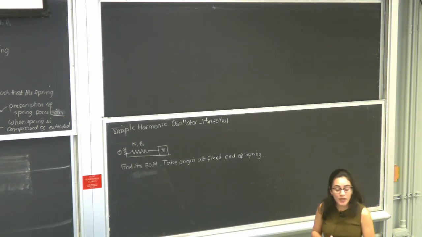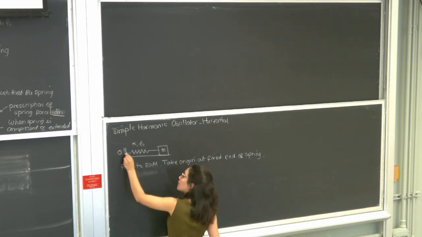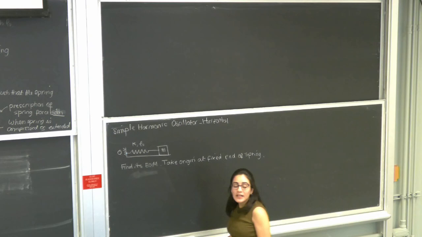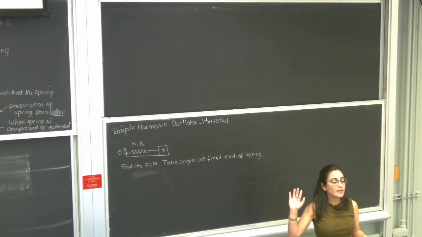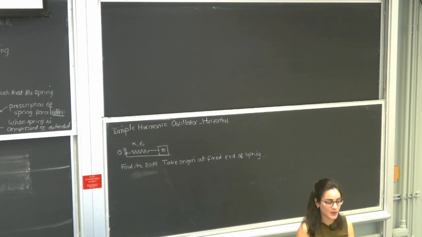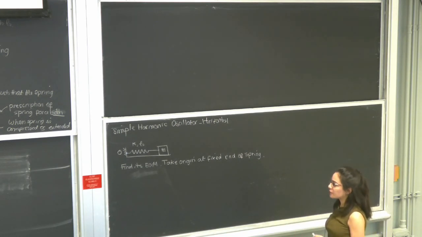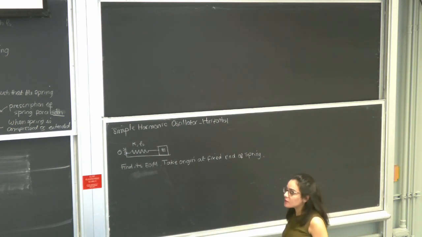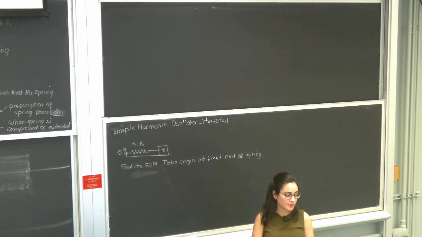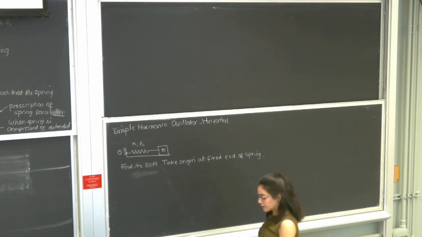Okay, so I want to find the equations of motion of this simple harmonic oscillator. The trick is I'm going to take my origin to be at the fixed end of the spring, which is not usually what I think you did before. So let's try to figure this out. I want to find the equations of motion. I'm going to follow the 4 steps. What's the first step?